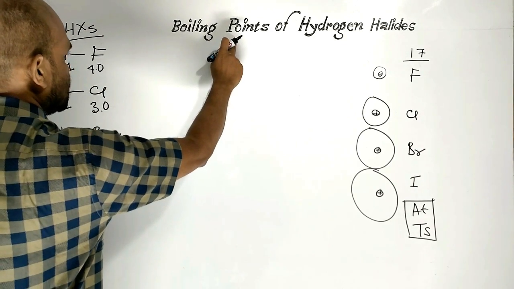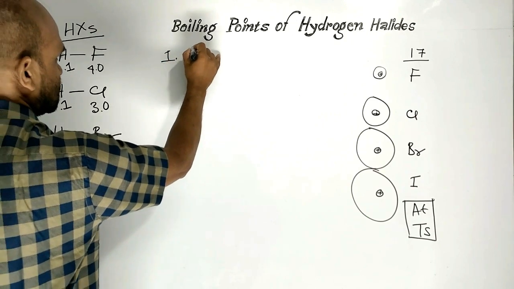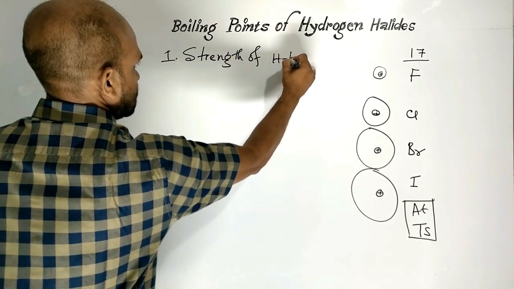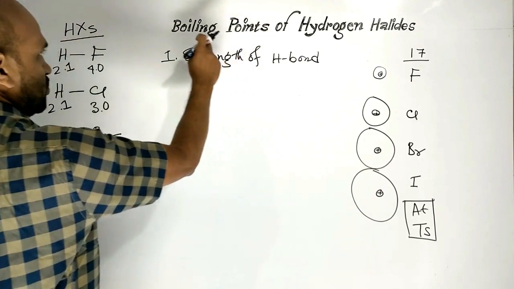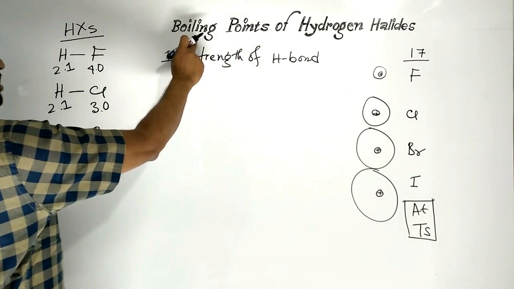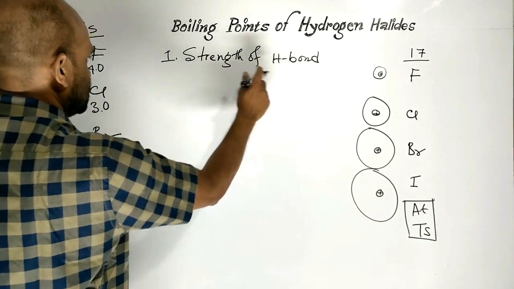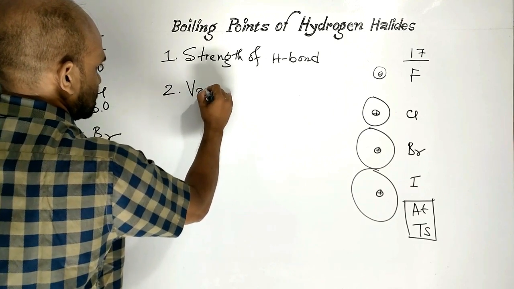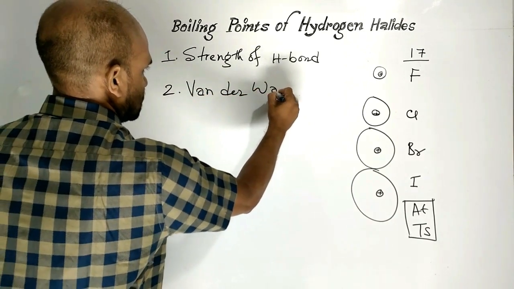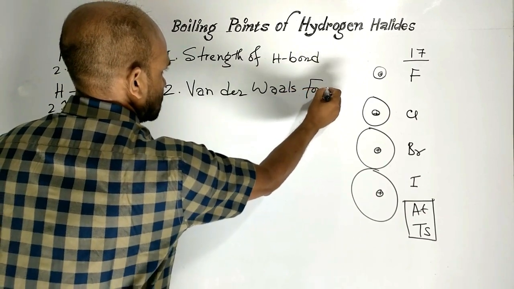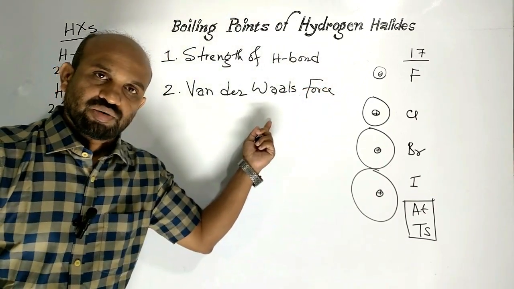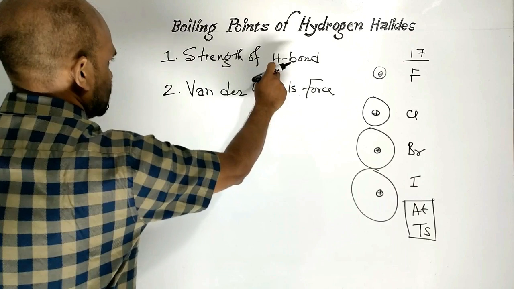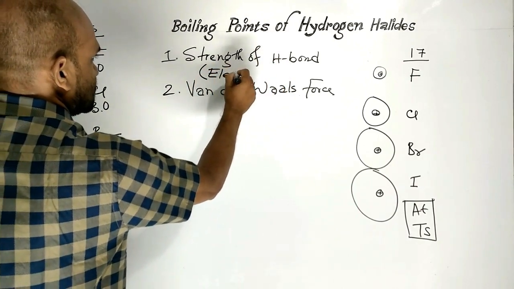Actually, this title involves 2 points. One is strength of hydrogen bond. Boiling points of hydrogen halides involves strength of hydrogen bond. Number two, it involves van der Waals force, intermolecular van der Waals attraction force. Another point, strength of hydrogen bond involves electronegativity.